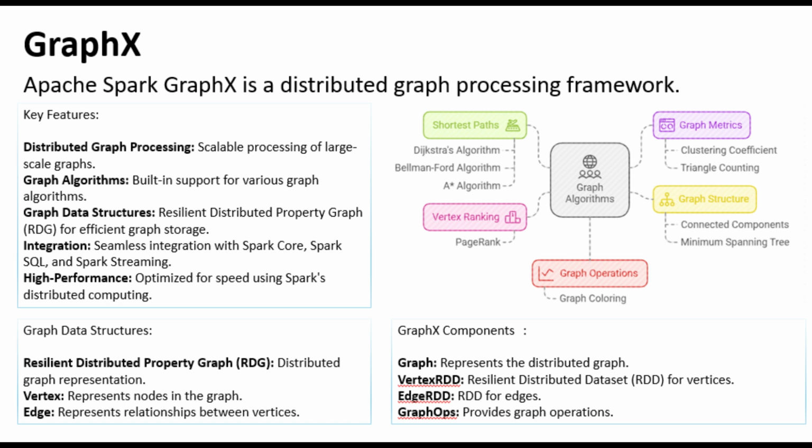1. Vertex represents nodes. 2. Edge represents relationships. Built-in algorithms in GraphX are: 1. Shortest paths. 2. Clustering coefficient. 3. Connected components. 4. PageRank. 5. Triangle counting.